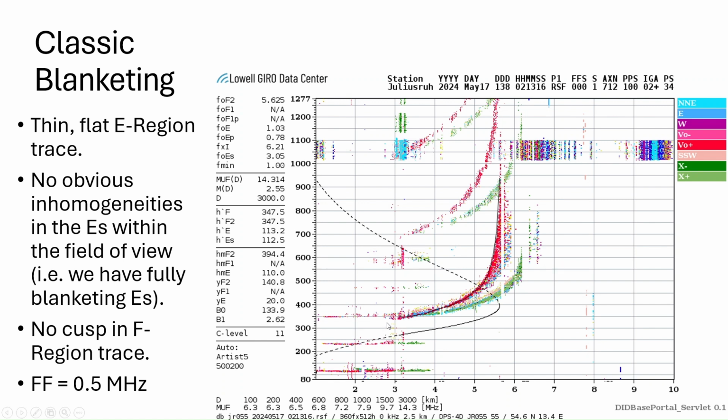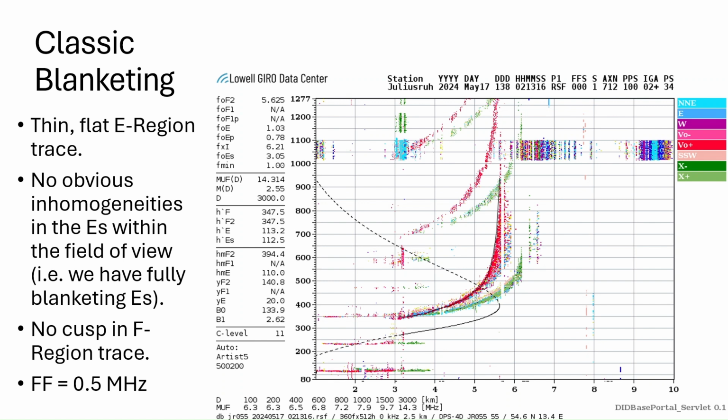Also to note, you do not see a cusp in the F2 trace. Sporadic E, again, are very thin. You're not spending a lot of time with your signal frequency very close to the plasma frequency, so you're not getting a lot of slowing from these sporadic E layers. And as a result, you don't see that exaggerated cusp structure at the start of your F region trace.